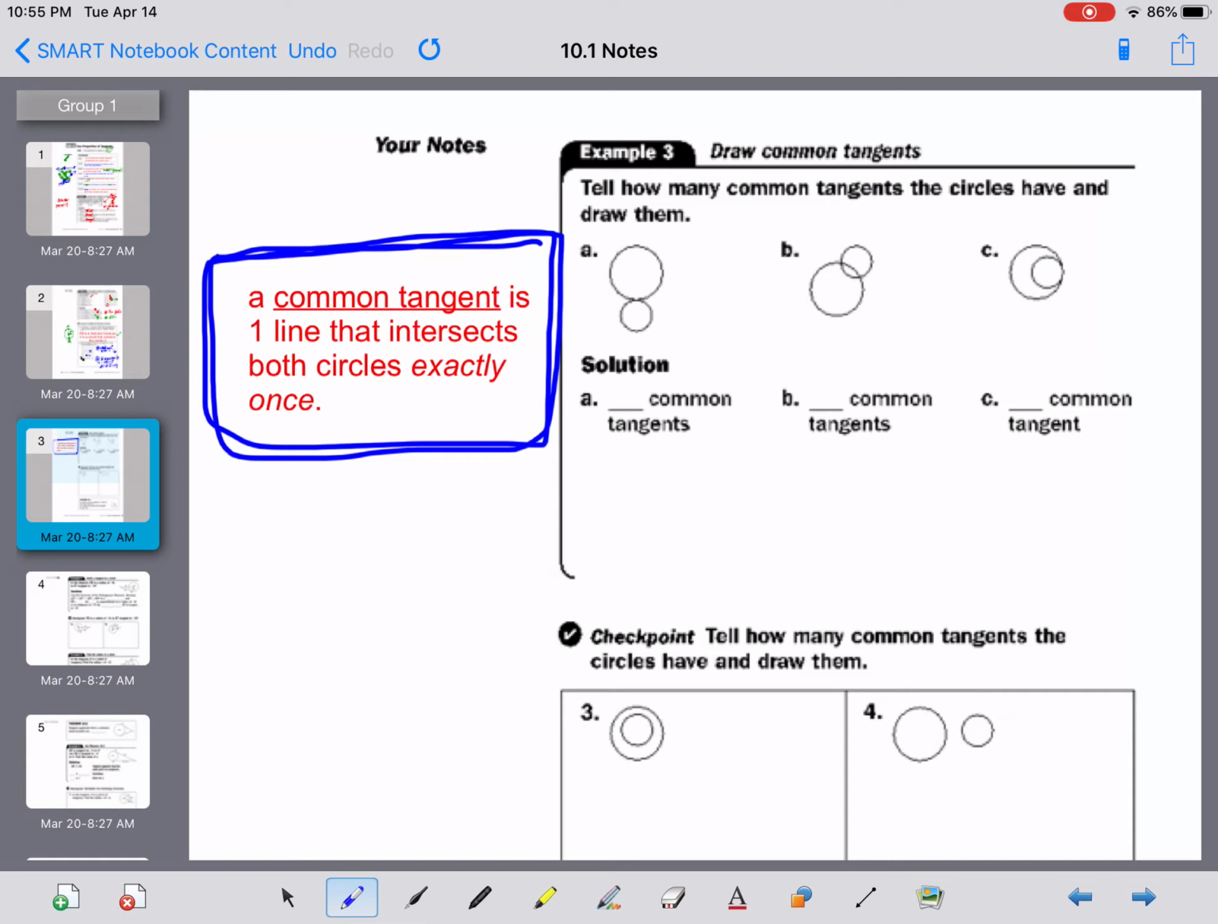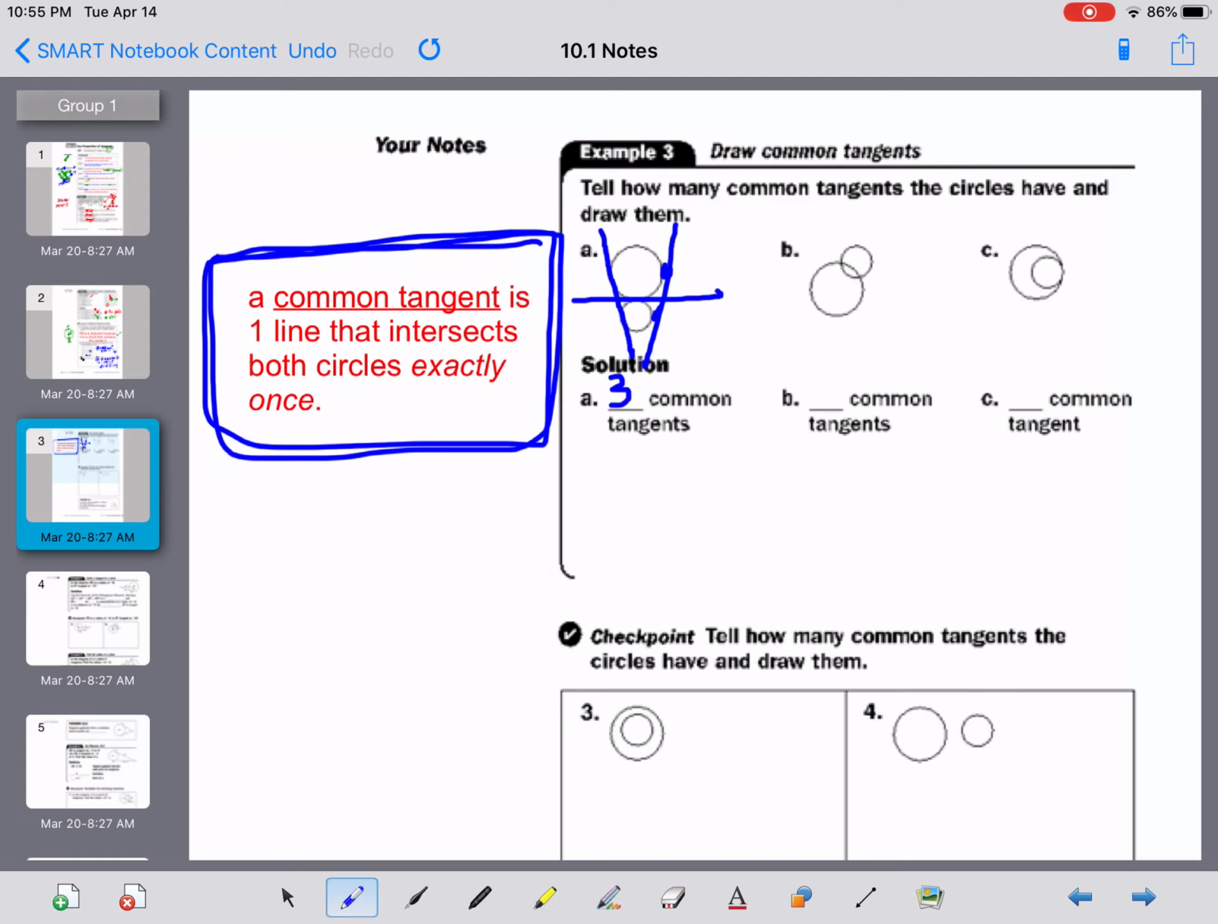Sometimes it's easy to see a common tangent on A here. I can take this outside one. There's one of my tangent lines. I can have another tangent line here. Let's pretend it touched there because I can't get my stylus to go right where I want it. So there's two lines, but don't forget I can get one more tangent line right between here. So if the two circles are touching, I get exactly 3 common tangent lines.